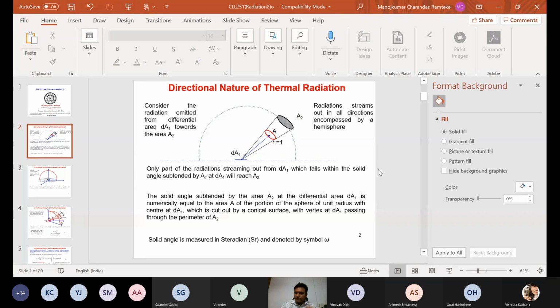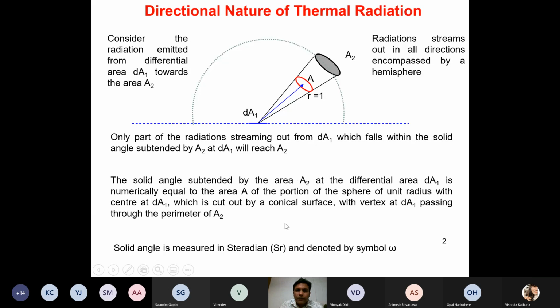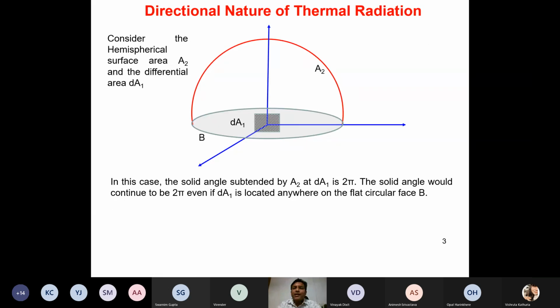All right. So this solid angle subtended by A2 at DA1 is denoted by omega. Now consider a case. In this particular case, there is an area A2 which is hemispherical in shape and which is completely covering DA1. In this case, it doesn't matter whether DA1 is moved from one place to another along this circular plane which is at the bottom. So in such cases, the solid angle subtended by A2 at DA1 is going to be 2 pi.